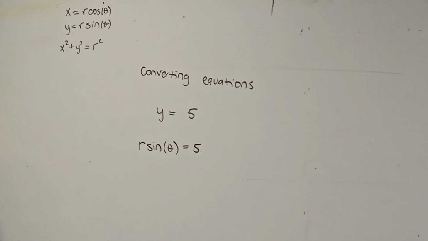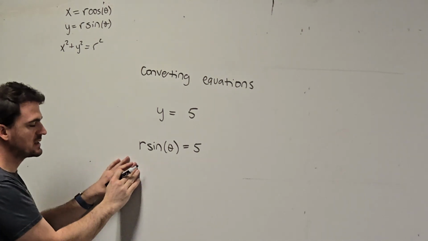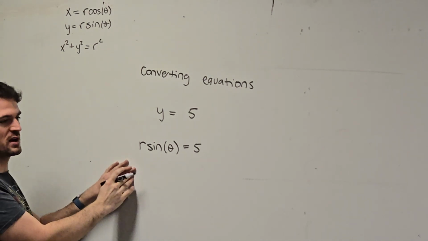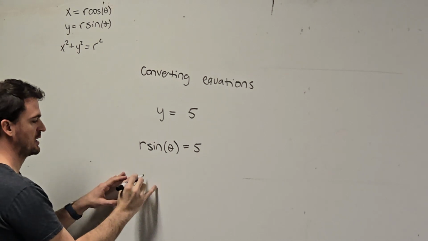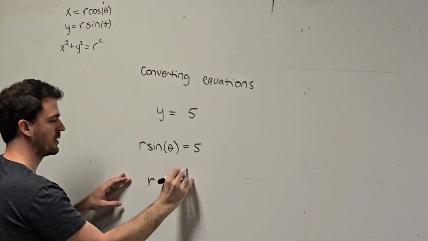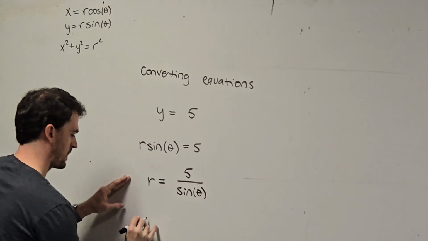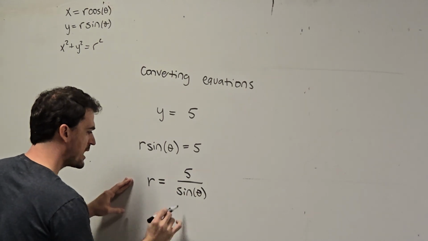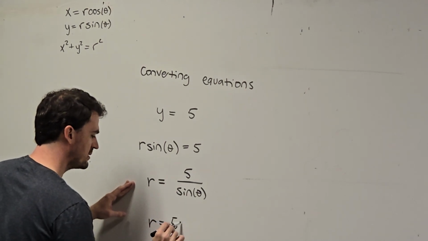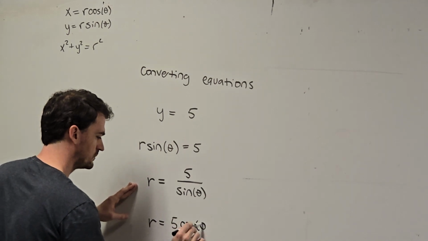A good question: how do you know when you're done? You're done when you don't have any more x's and y's. It is the simplest answer. But we're always going to try to write our answer, if possible, as r equals something. So yes, technically you're done because there are no more x's and y's. There are now only r's and thetas. But to solve for r, you could divide by sine theta. And 5 over sine theta, or 1 over sine, is cosecant.